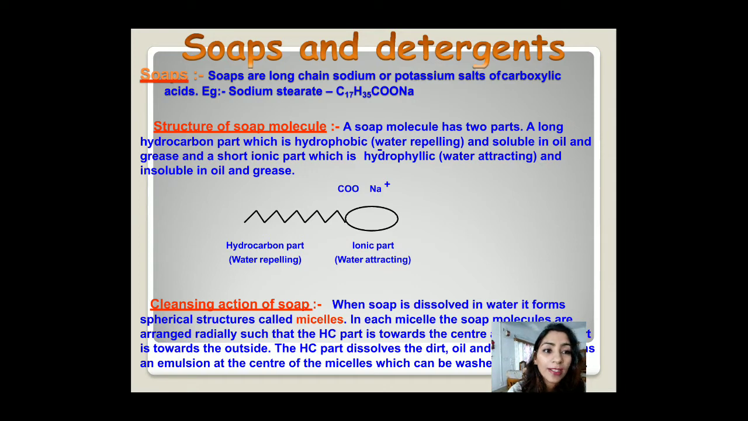What is a carboxylic acid? All vegetable oils are carboxylic acids. It's a long chain compound. Example, C17H35COONa is sodium stearate. It's a commonly used compound for soap preparation.